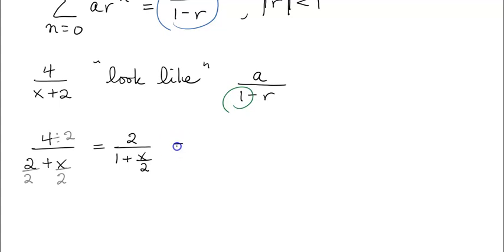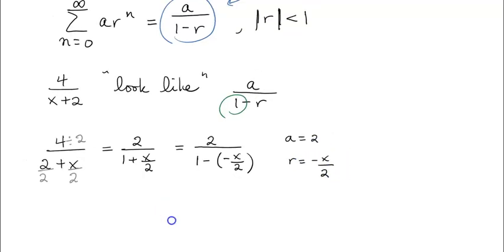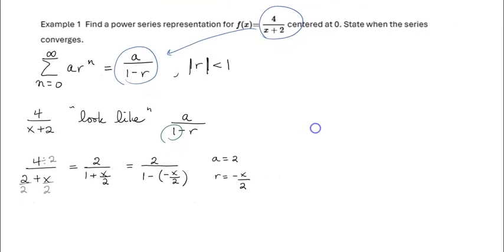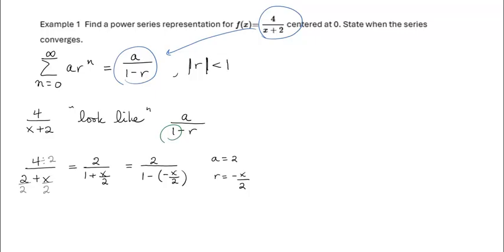where we can see that, in fact, I'll take it a step further. If you want to see the minus sign, you need to observe that this is 2 divided by 1 minus negative x over 2. So now we can see that a is equal to 2 and that r is equal to negative x over 2. So we had to do a little bit of algebra first to get our rational function to match the form of the sum of a geometric series.